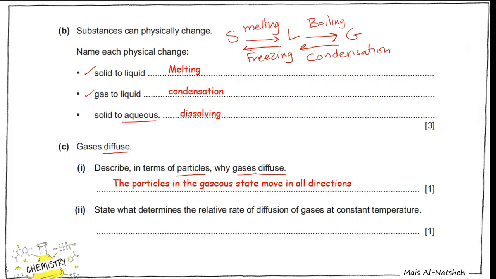Next, state what determines the relative rate of diffusion of gases at constant temperature. Now we know as the temperature increases, diffusion will occur faster, but at constant temperature, the factor that will determine the rate of diffusion will be the relative molecular mass. As the mass increases, the diffusion rate will decrease, and so the diffusion will happen slower.